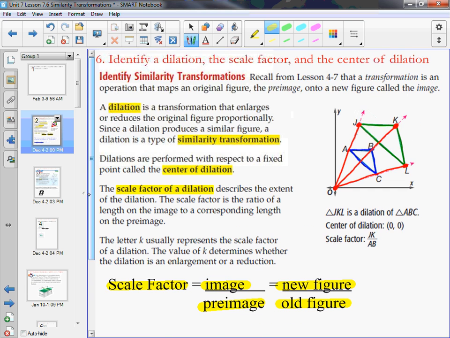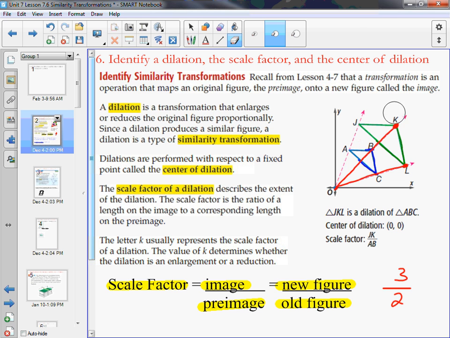So, let me make up some numbers. Instead of having a scale factor of 2, like I said before, what if the length of JK was 3 and the length of AB was 2? Now the scale factor would equal new figure over old figure, 3 to 2. What if JK is 7 and AB is 4? What would the scale factor be now? 7 to 4. Make sense?